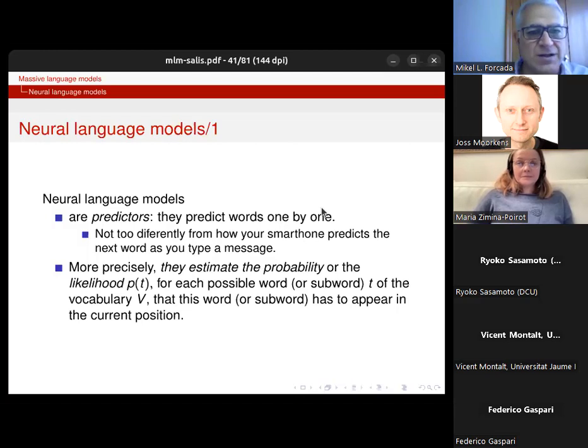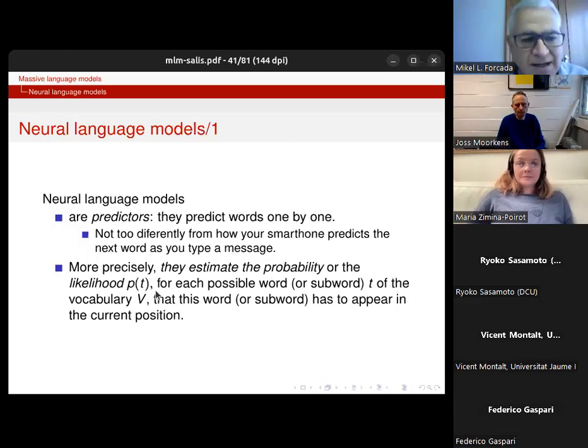So what these neural language models do is estimate the probability or likelihood P of T for each possible word or subword T in the vocabulary, that this word has to appear in the current position. So it basically tells you, for each word in the vocabulary and this position, what is the probability of the word? What is the likelihood of that word?